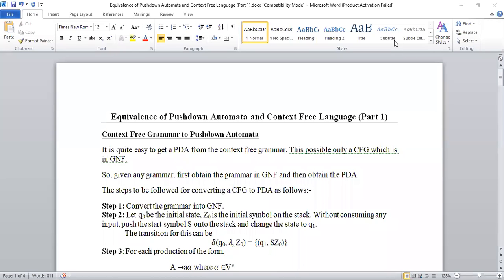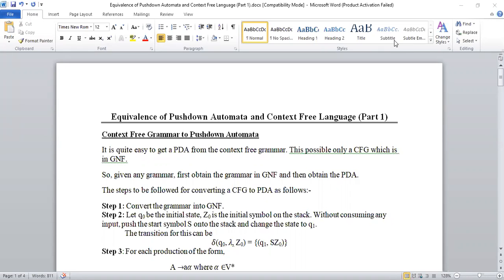Today we'll discuss the equivalence of pushdown automata and context-free grammar. At first, we have to convert the context-free grammar to the corresponding PDA, that is, pushdown automaton. Now, in this context, we have to follow 4 steps.